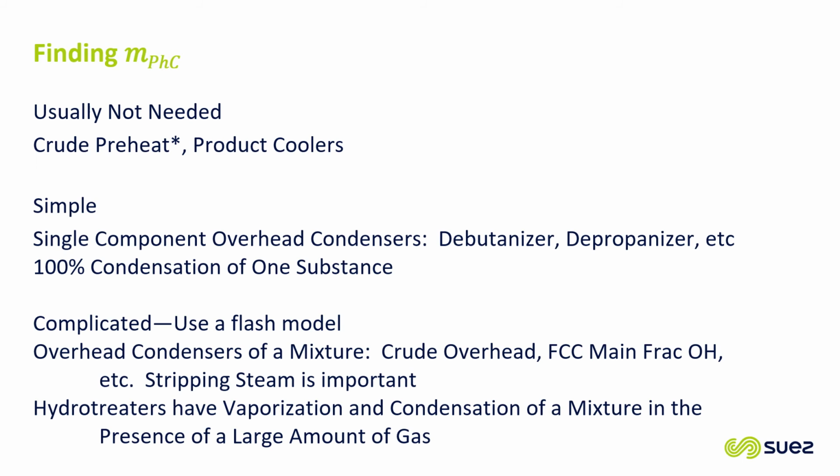However, most systems in a refinery are complicated, and we need to use a flash model. This would be overhead condensers of a mixture, like a crude overhead or an FCC main fractionator overhead. When we do that kind of calculation, we need to include the fact that there's stripping steam in that mixture, and it's an important portion of the duty and an important portion of the flash calculation. Finally, we also have hydrotreater feed effluent exchangers, that have vaporization on the feed side and condensation on the effluent side in the presence of a large amount of treat gas. So those calculations are really important.